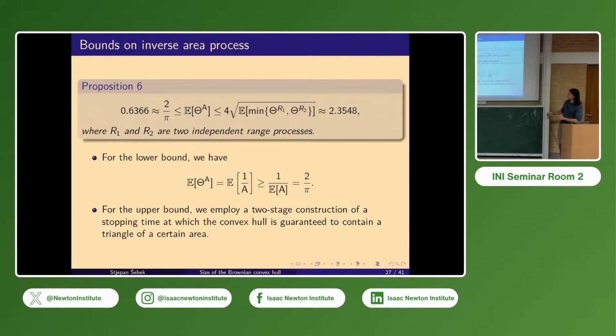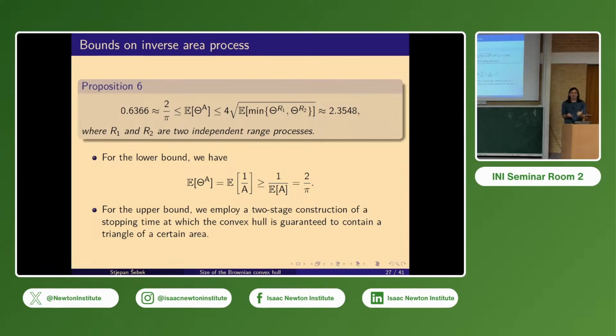So we knew that after it exits this ball, and then after it exits this infinite strip, at that point for sure there is a triangle of a particular area inside our hull. So that was the idea. But notice, what was the point of the first step, waiting until we exit the ball?